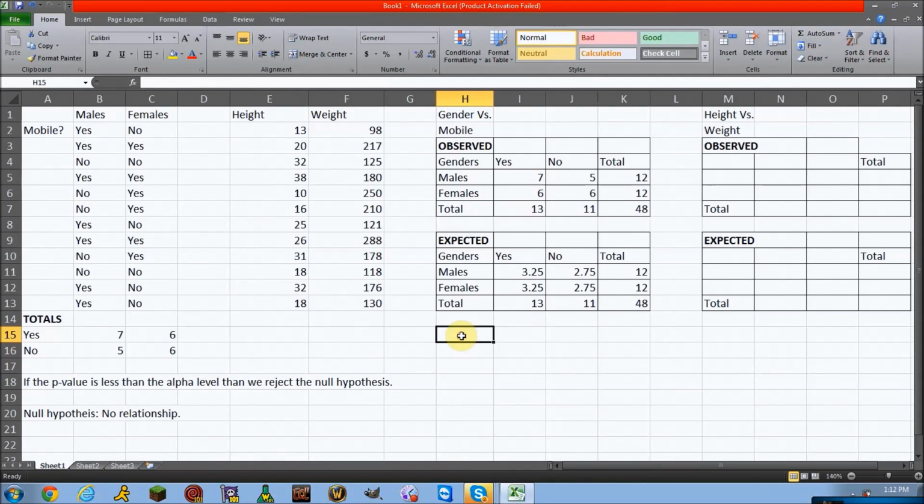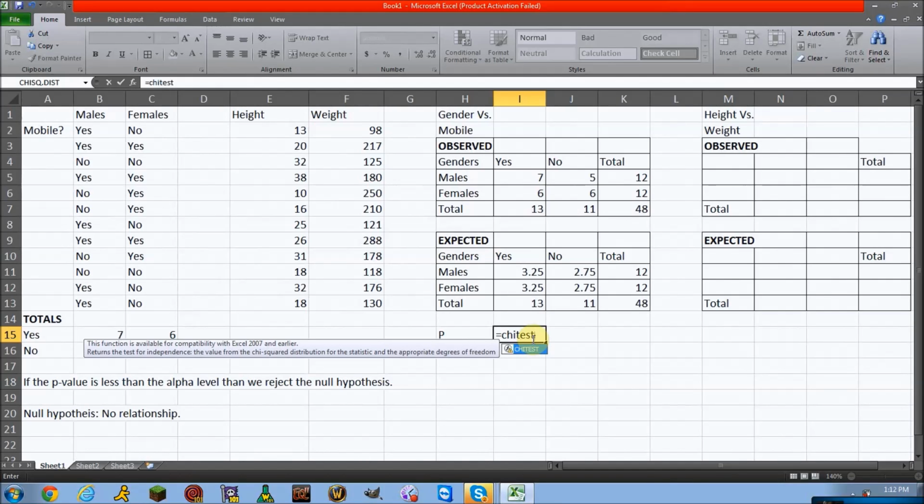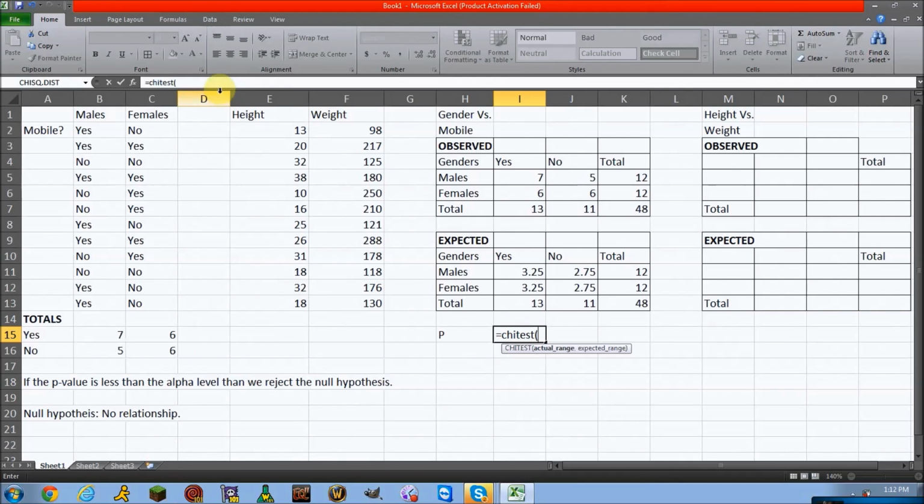Now to find the chi-square value, which will be the p-value, we need to run the chi-square test. To do that, you press equal, C-H-I-T-E-S-T, chi-test. You can do that once again in the cell here or on top in the formula bar. You start your parentheses, and you're basically going to highlight your data values for your observed values. Hit comma, and you're going to highlight your expected values. End parentheses, click enter, and there is your p-value.